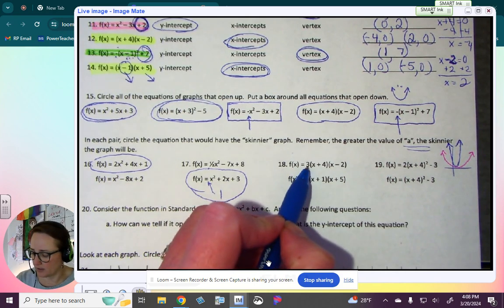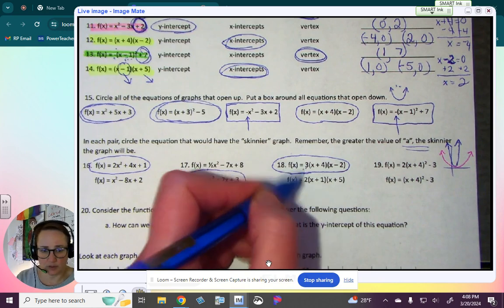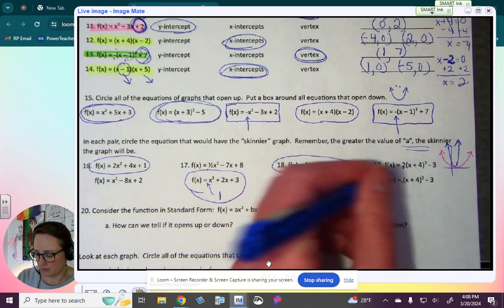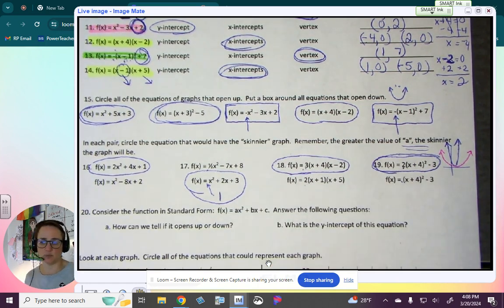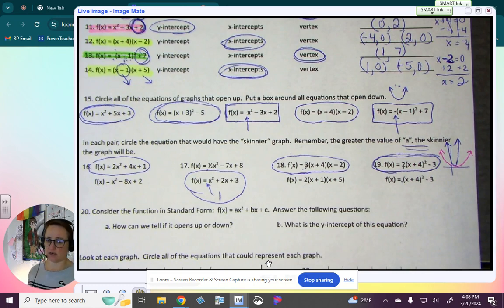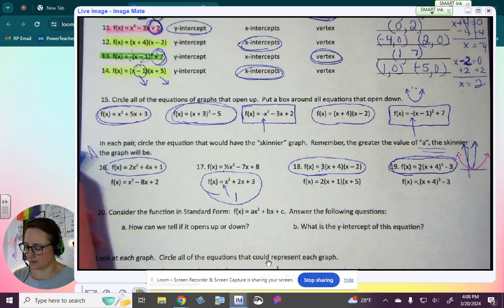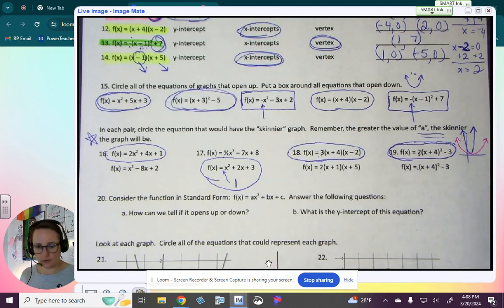Bigger the number, skinnier the graph. 3 is bigger than 2. 2 is bigger than 1. 2 is the skinnier graph. Okay, so it's got a steeper slope or a skinnier graph, a skinnier parabola. Another great thing to put on an index card with a couple examples. Okay. All right, we're cruising on through.